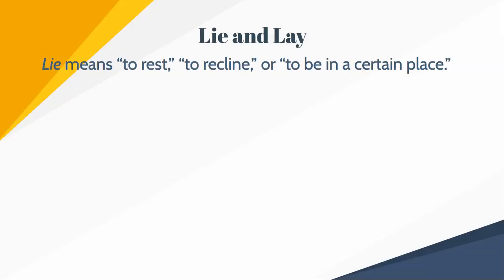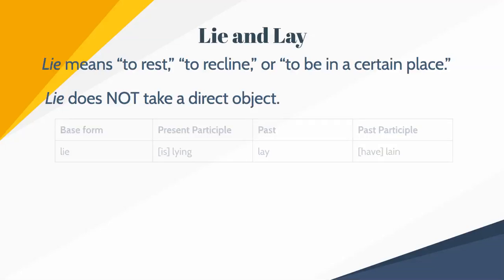Lie means to rest, to recline, or to be in a certain place. It does not take a direct object. And what you're going to see in this video is that whether or not the verb takes a direct object is the main difference between each of these pairs. So lie does not take a direct object.